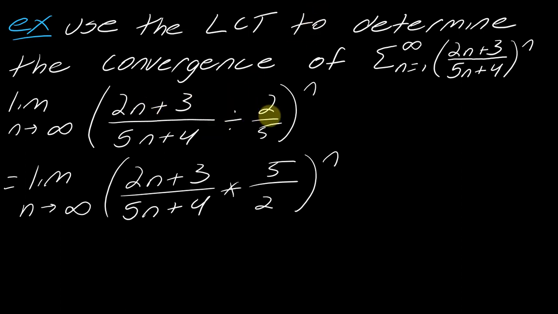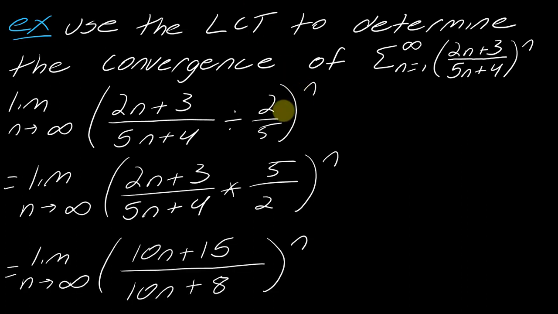So I've got this divided by this, that is equivalent to flipping the second fraction right and multiplying by it. I can now go ahead and multiply the top and the bottom by 5 and 2. And so what I'm going to get now is, 2n times 5 is 10n, 3n times 5 is 15, and then the bottom, multiplying all this by 2, I get 10n plus 8.